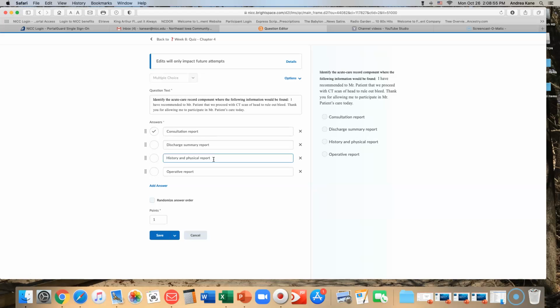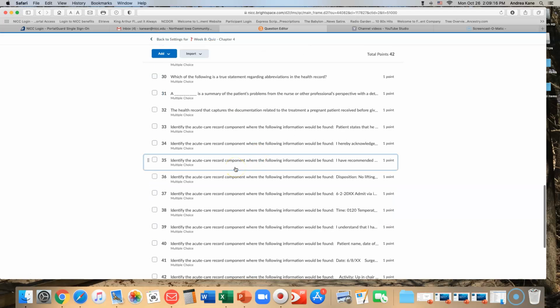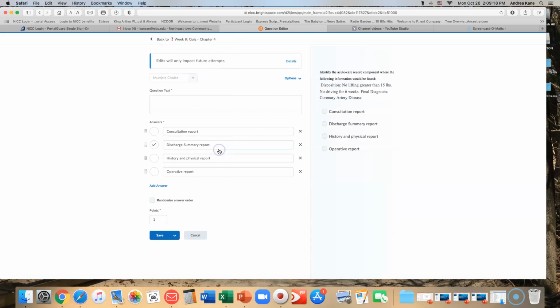You would not say that in an operative report or a discharge summary report. It's only a consultation report because the words here are recommending and allowing me to participate. That is not going to be language that is used by someone doing discharge summary, H&P, or op report, when you think about what those documents do and what they mean.